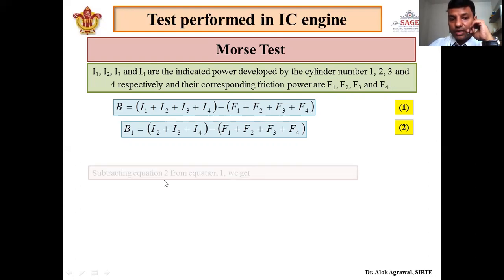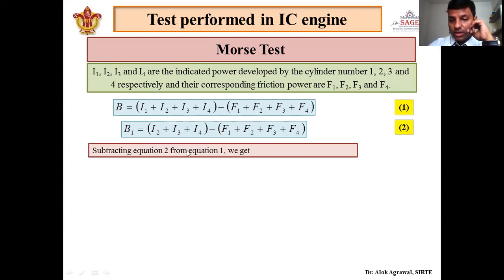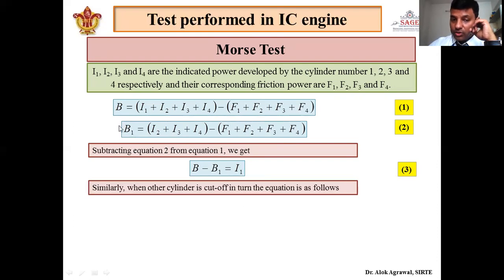Similarly, first we are subtracting equation 2 from equation 1. What are we getting? On the left hand side B minus B1, and on the right hand side what will be left? Only I1, because I2, I3, I4 will cancel out and friction power will cancel out. So we get one equation, that is B minus B1 is equal to I1. Give this equation 3. Similarly, we do for B2, B3 and B4 by cutting cylinders 2, 3 and 4. We get B2, B3, B4.